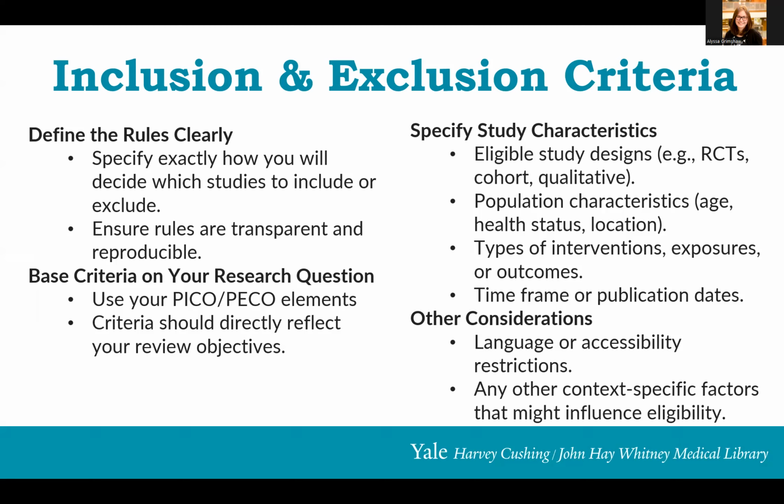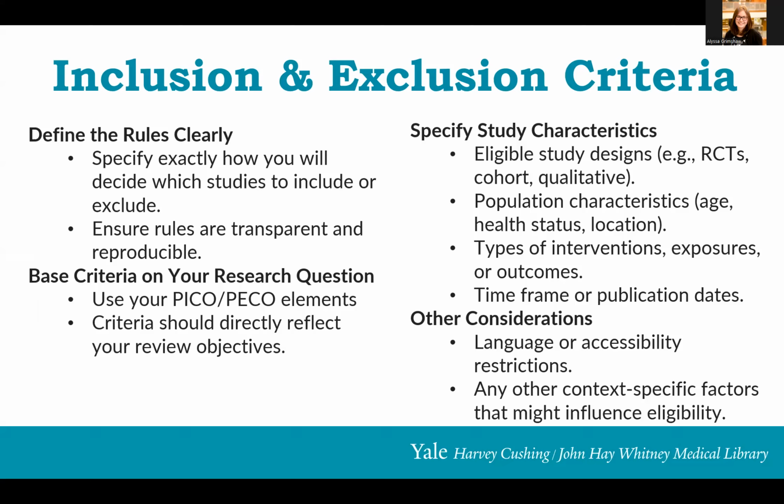So a lot of the inclusion exclusion criteria is going to be based off of your research question, and it might include your PICO elements. Your criteria should directly reflect your review objectives. So if your review is based on people that are struggling with substance use disorder, that's going to be your population. And so, people that are not struggling from substance use disorder would be your exclusion criteria. So if there's no proper population that fits your inclusion criteria, it would be an exclusion reason.